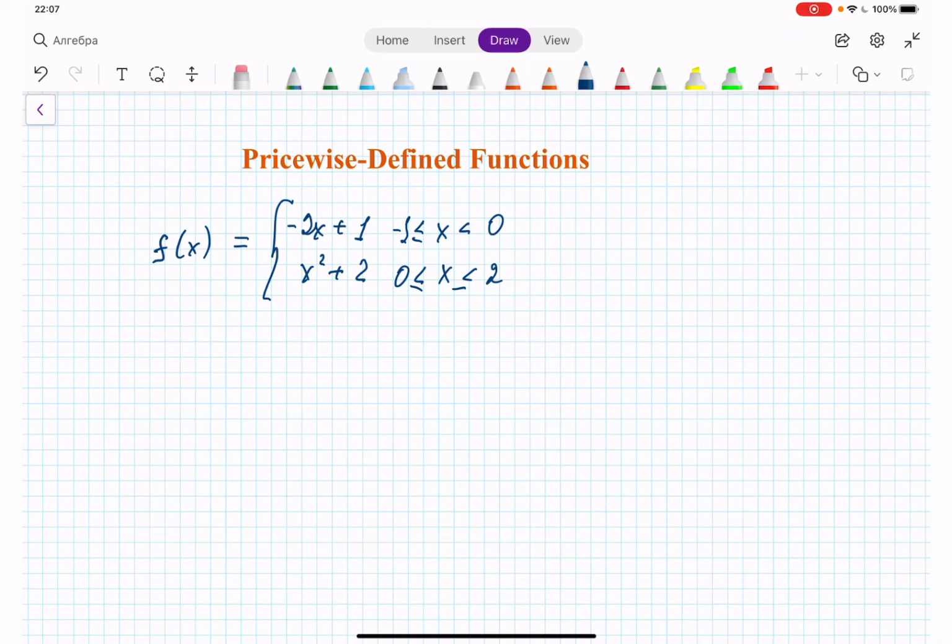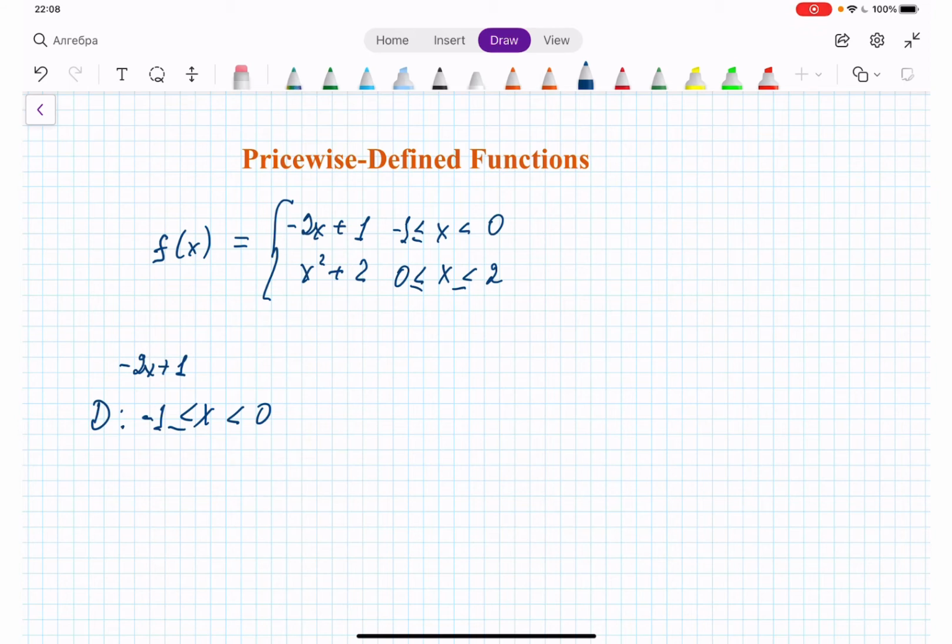Okay, so what can we say regarding negative 2x plus 1? Let's write down here, negative 2x plus 1. First of all, the domain is between negative 1 and 0, right? Including negative 1, but excluding 0. So let's identify on the edge.